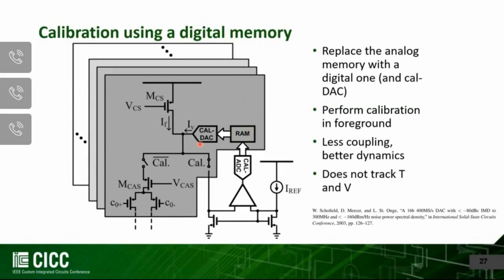The calibration works in the same way. During CAL, the difference between the reference current and the total current determines the value of the correction current, which is stored in the current cell. This time, we can do a foreground calibration at startup. We can store the corrections and never change them again. After that, we can operate the DAC.